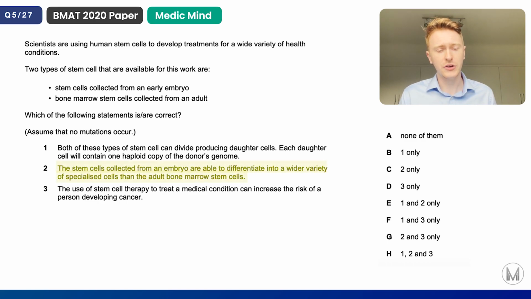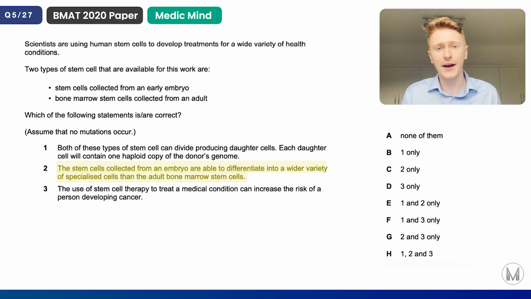If we look at statement number 2, the stem cells collected from an embryo are able to differentiate into a wider variety of specialized cells than adult bone marrow stem cells. That is absolutely the case. A cell within the embryo can develop into any cell in the body. If you think about it, it has to in order to make who you are. In comparison, a bone marrow stem cell can only really replicate itself and then produce its constituent blood products. It's not going to be able to differentiate into nervous system tissue, for example, at least without any outside help. So in that case, number 2 is correct.